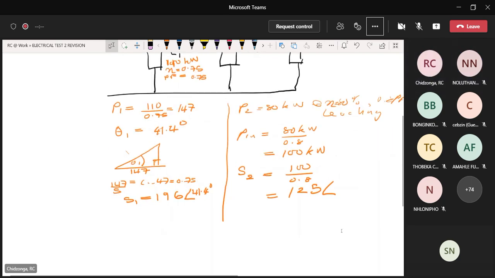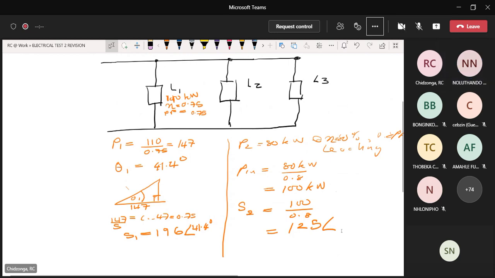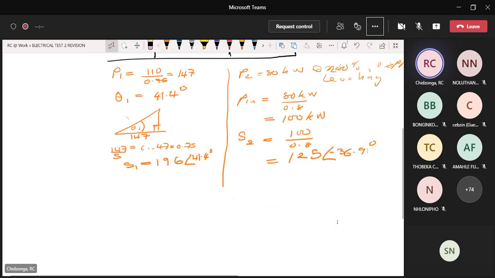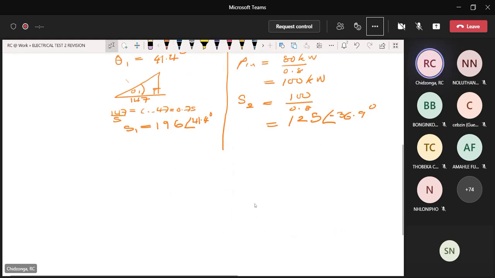36.9. I wanted you to say it correctly. It's minus 36.9. Remember, this is a leading power factor now, right? The previous one was positive because it was lagging. This is leading, right? So anyway, the next thing is S3, which is said to be a heating load.